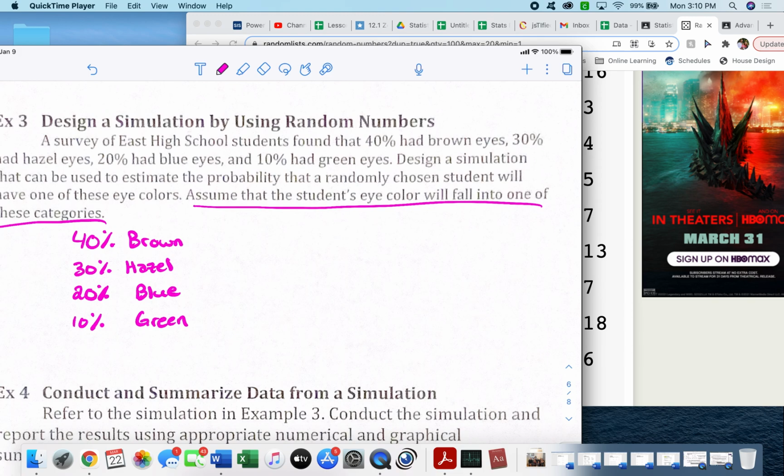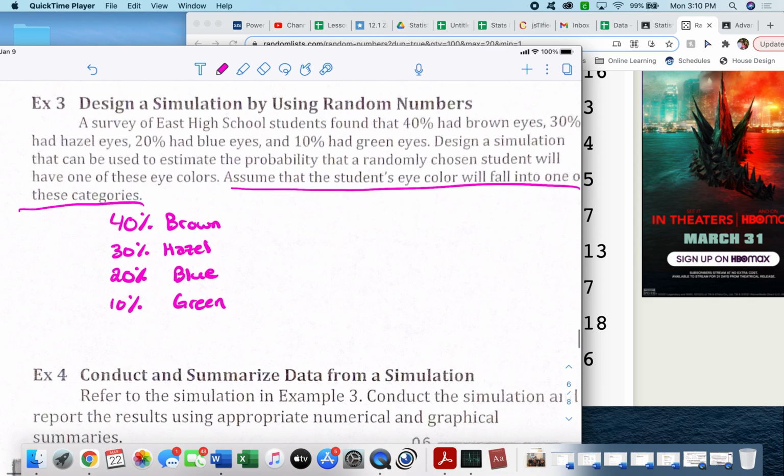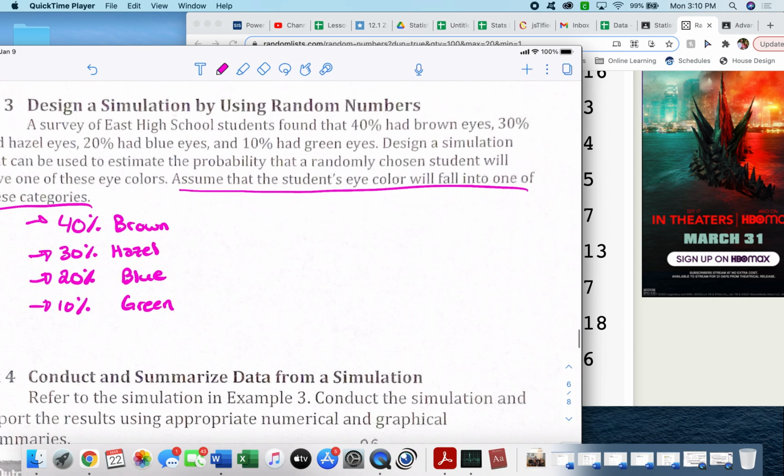So anyway, we have to figure out, we're going to use a random number generator. And we have to figure out how we're going to set this up, okay? So using a random number generator, how can we assign the numbers so that they are in the relationship of 40%, 30%, 20, and 10? 1 through 4 is brown. 5 through 7 is hazel. Okay, so you're saying use 10 numbers.